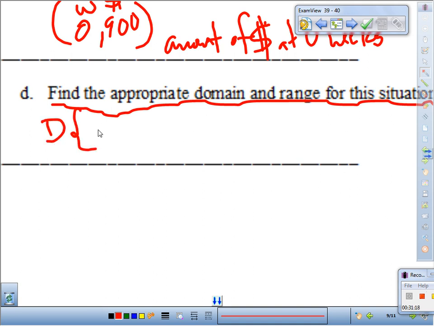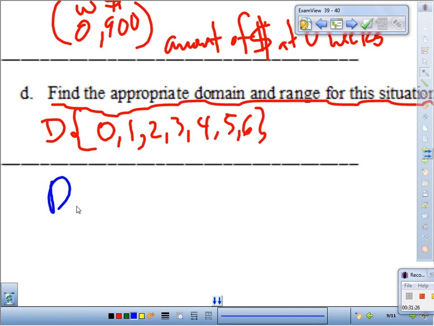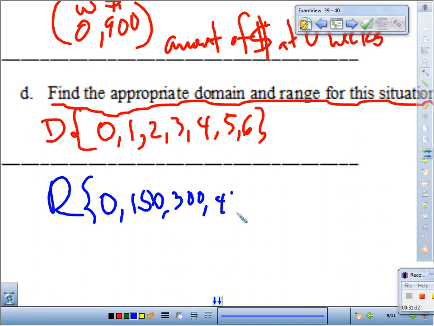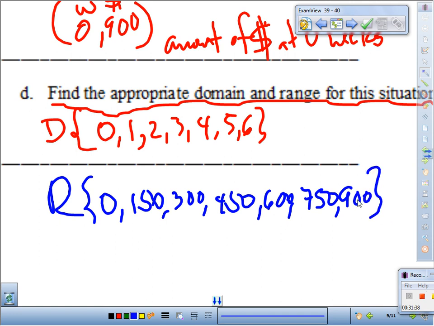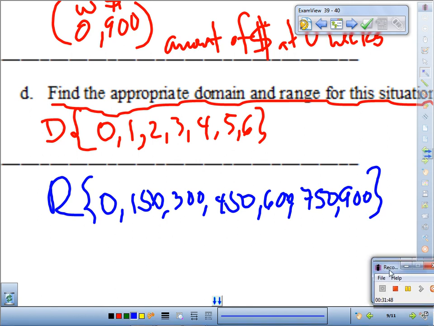Domain is from 0, 1, 2, 3, 4, 5, 6, because it goes up to 6 weeks. And the range, 0, 150, 300, 450, 600, 750, and 900. Yeah, because we're going by 150s, right? Every week. Yeah. All right. We'll continue in a little bit.